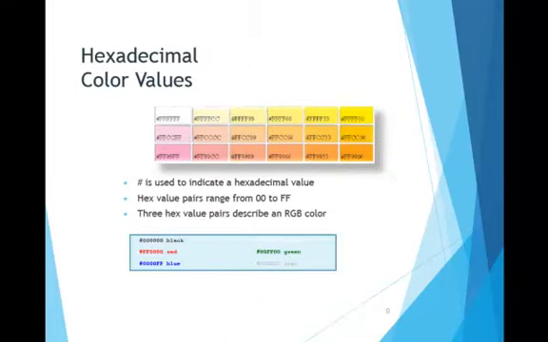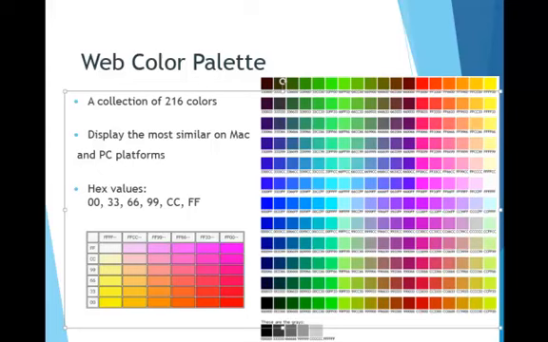So the pound sign or hashtag is used to indicate a hexadecimal value, and their value pairs range from 00 to FF. 3 hex pairs describe an RGB color, as shown in this table below. Web-safe colors are the collection of 216 colors that display the most similar on Mac and PC platforms and across monitors. They're based on hex values of 00, 33, 66, 99, CC, and FF, as seen in this table below.